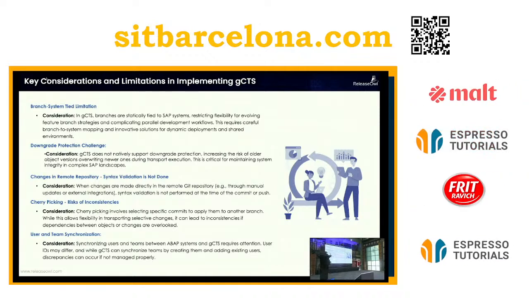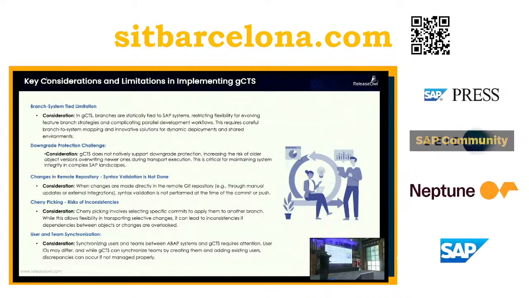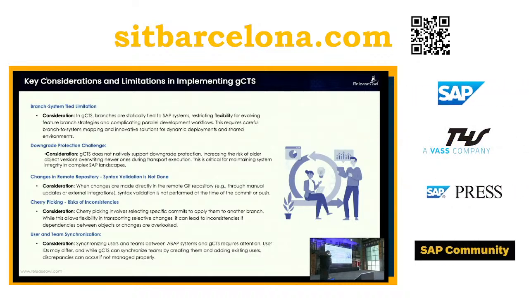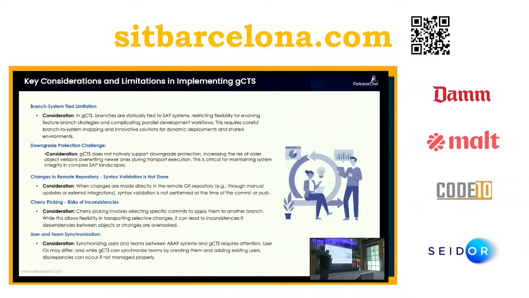And last is the user and team. We have found a minor issue with synchronizing teams between ABAP systems and gCTS, as the user IDs change a little bit. So these are some of the challenges that we have seen when implementing gCTS.